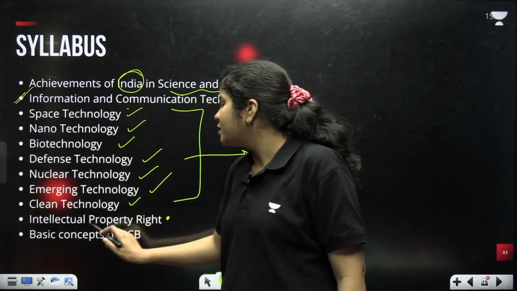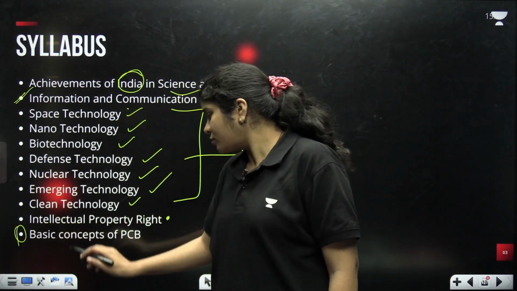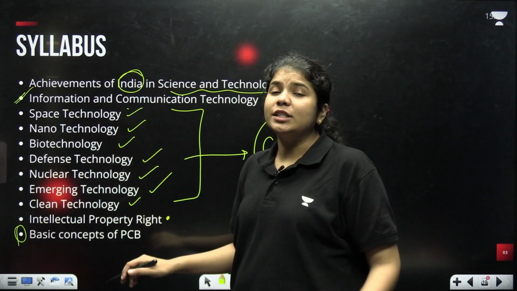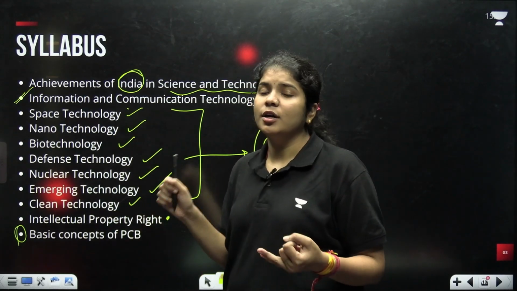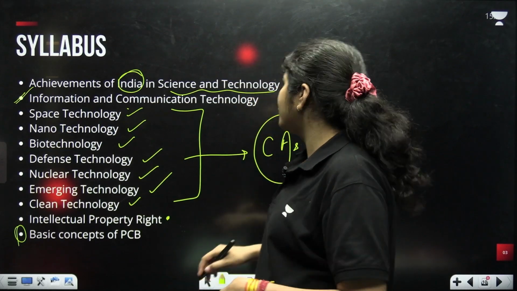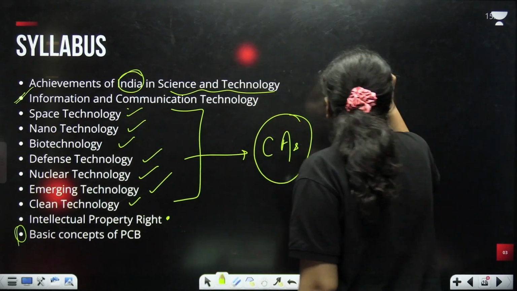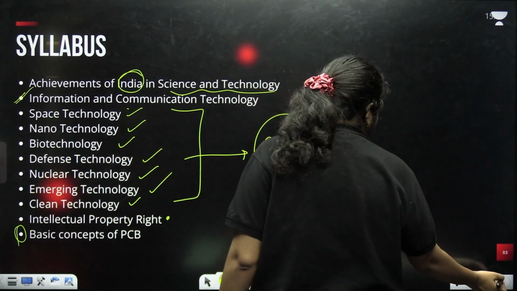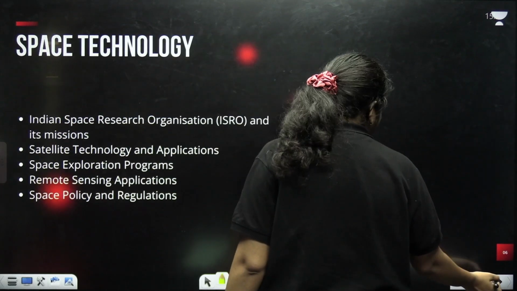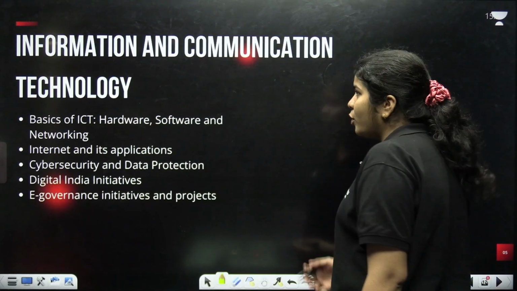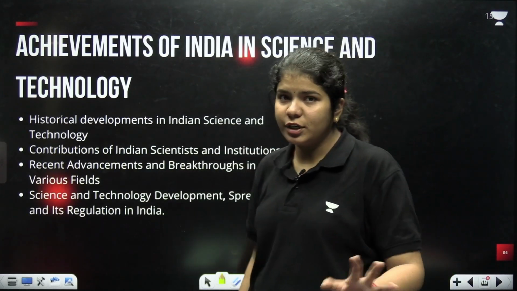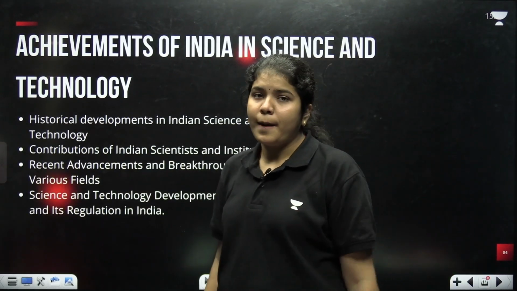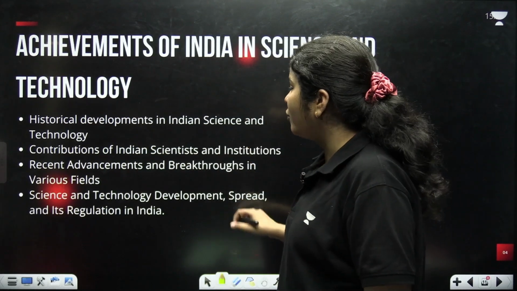Then we have basic concepts of PCB. In this particular, the entire syllabus of PCB exists. So there is cell, there is in chemistry, there is organic chemistry, inorganic chemistry. If we divide it as such, then let's talk about our syllabus first. Then towards the end, we'll discuss about the division of the basics of science.